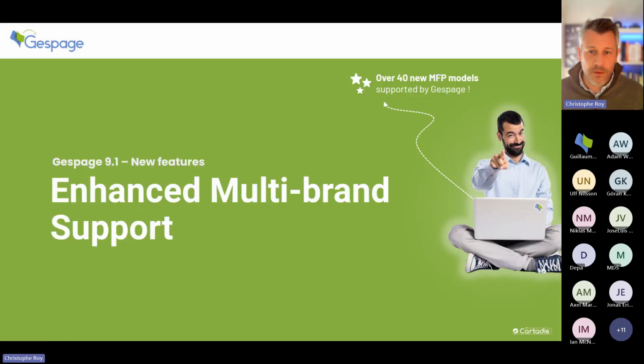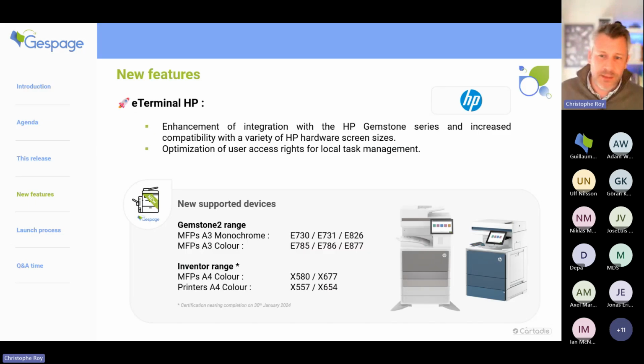So we talk about these 40 new MFP models. Those 40 new models are distributed between different brands. So first, HP. HP is also something that is asked for directly by you and customers. We are now supporting the latest ranges of HP. Gemstone 2 is the flagship range of HP. You've probably seen those devices with the possibility to customize the panels. So we are now supporting them.